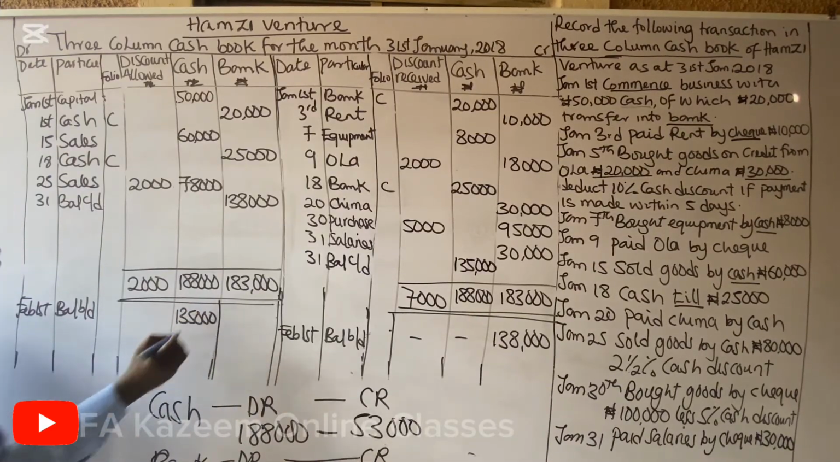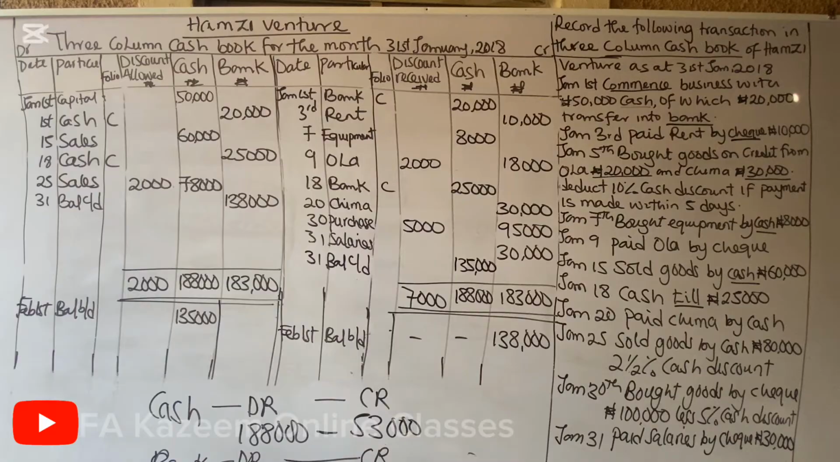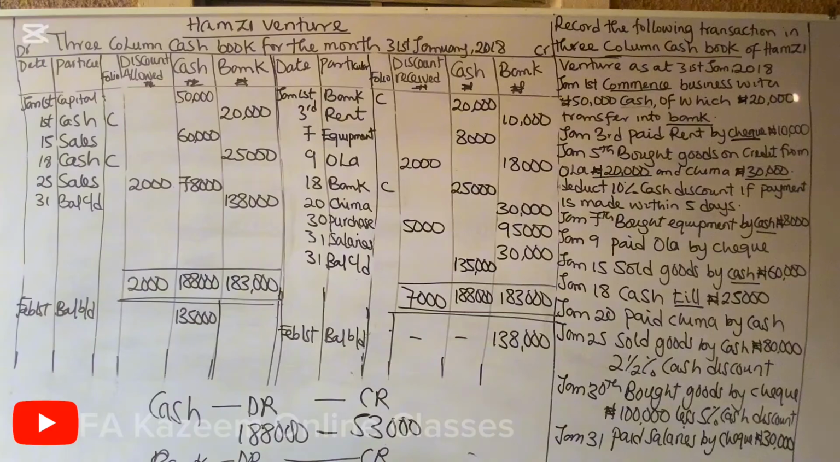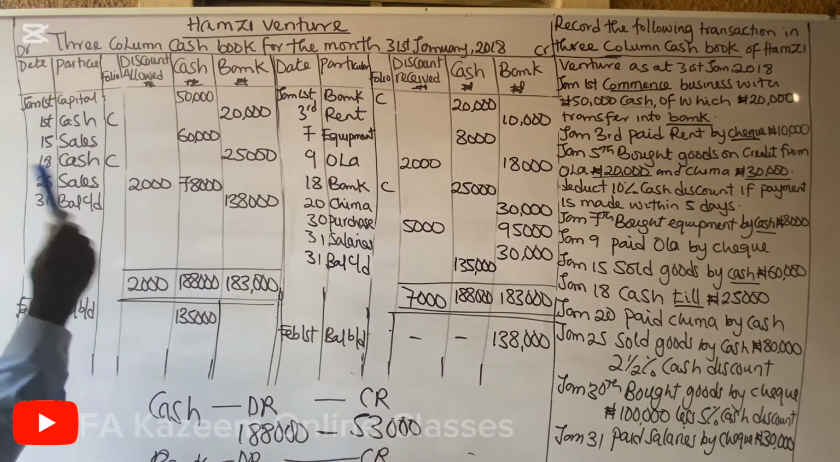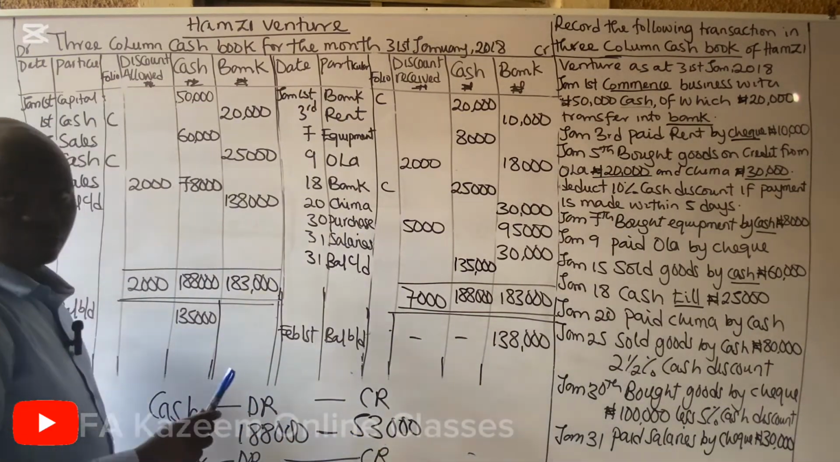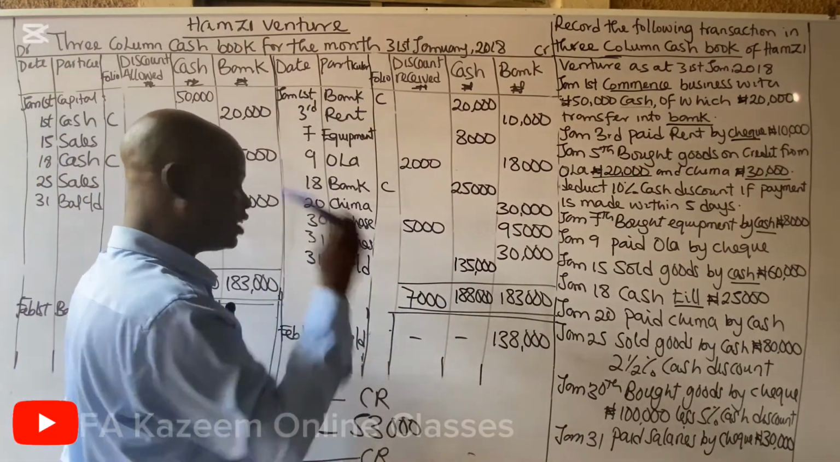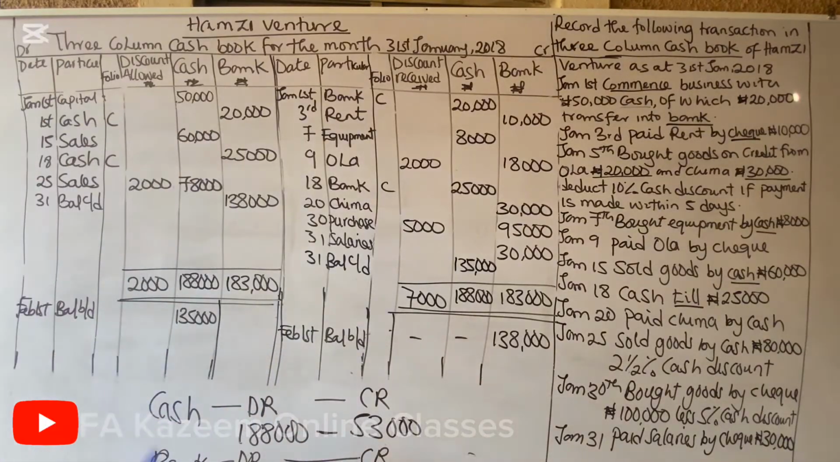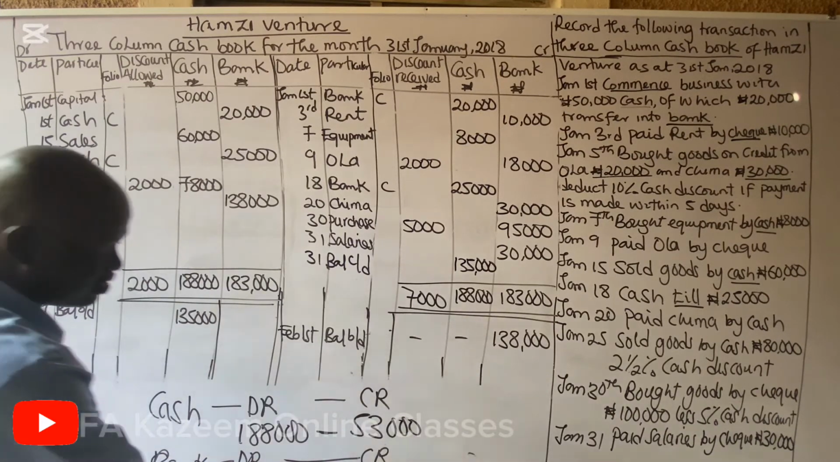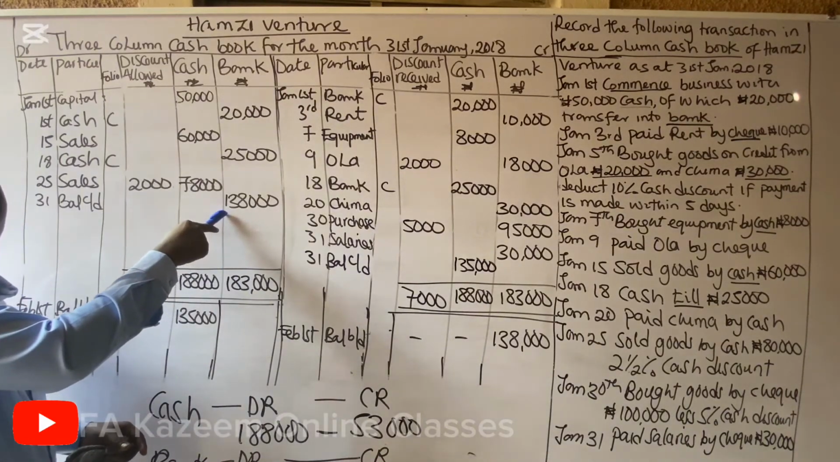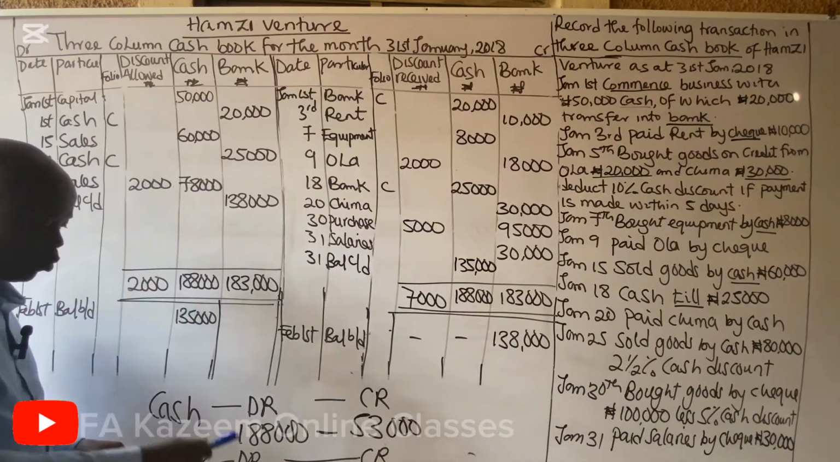Now, the question is this: what does this imply in practice? What this implies in practice is that for cash, they have a total inflow of 188 and they spend 53,000. It means they have a total cash balance of 135,000 at the end of January business. For bank, they have a total inflow of 45,000 in January, but they spent 183,000. Is it possible? Yes. It means they have taken an overdraft of 138 from their bank.